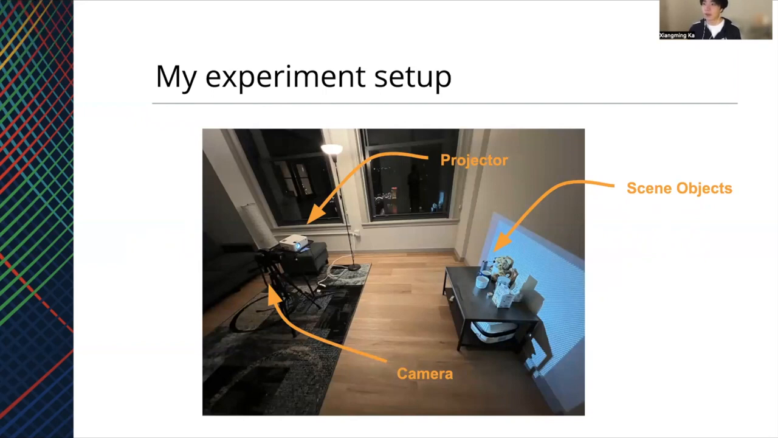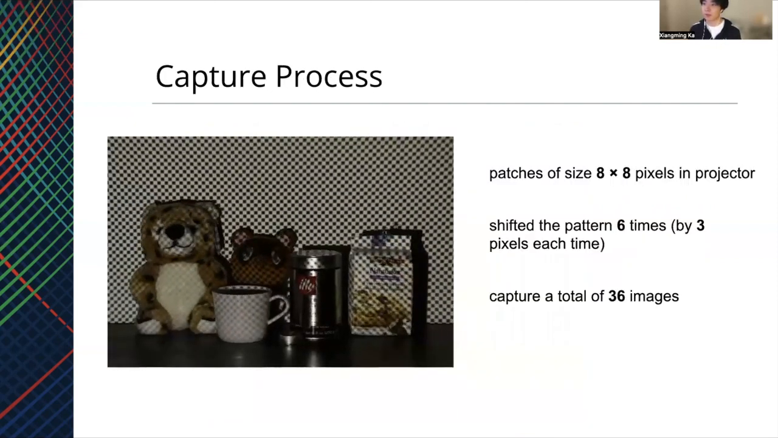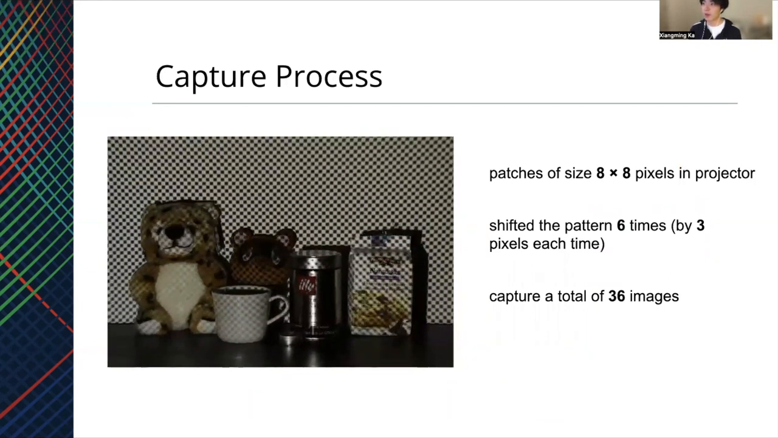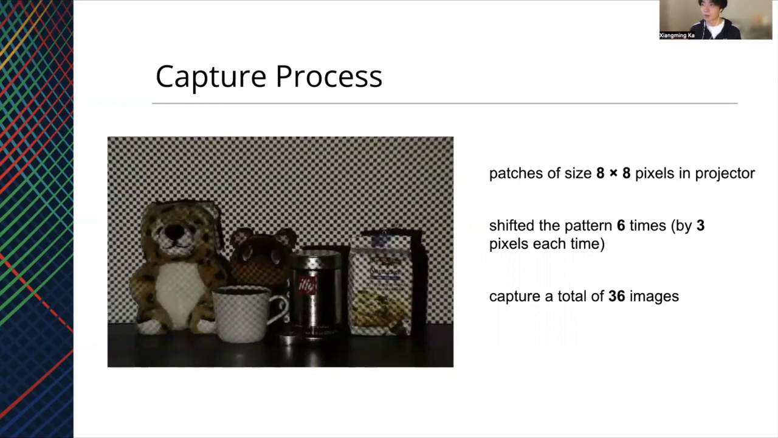Here's my experiment setup. I use a projector to create a high-frequency illumination on the scene, and I use the camera to capture the scene images. I used the checkerboard pattern with squares of 8 by 8 pixels in the projector, and I shifted the pattern 6 times by 3 pixels each time, and captured a total of 36 images.